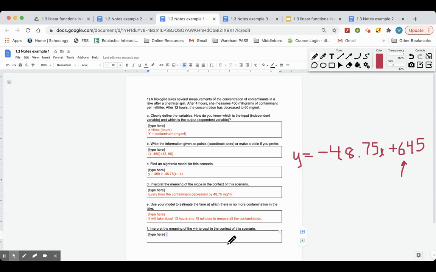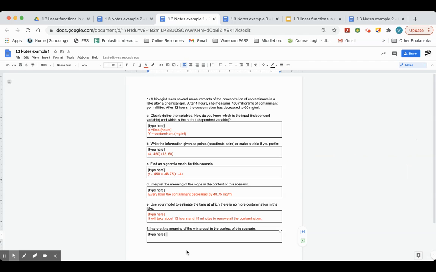So to interpret that, the total amount of the chemical spill was 645 milligrams of contaminant per milliliter. And we want to write that. There were, for the initial spill, 645 milligrams per milliliter. Okay, so that's example 2.